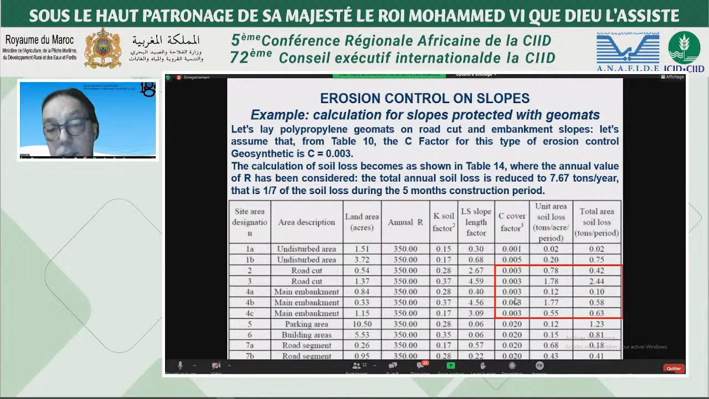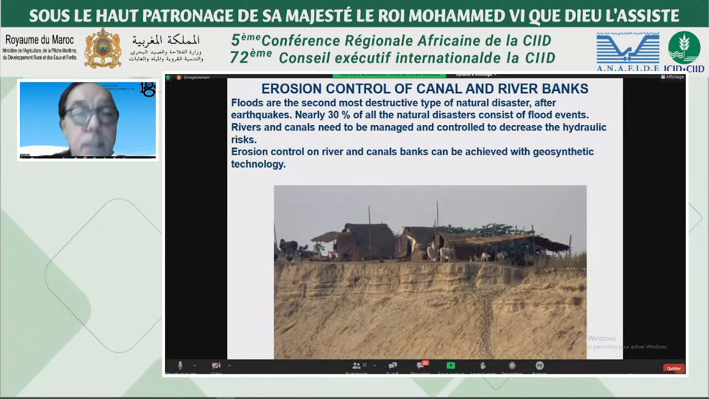Si vous couvrez simplement les pentes de géomates avec 0,0003, la perte en sol peut être réduite jusqu'à 0,63, et donc c'est 1 sur 7 sur les 5 mois de la période de construction. Pour vous donner une idée sur l'efficacité de ce système de protection des pentes.